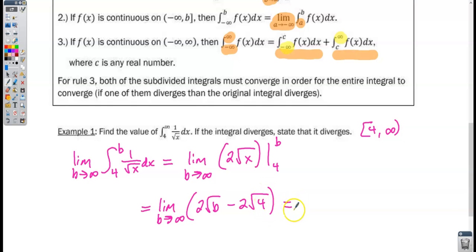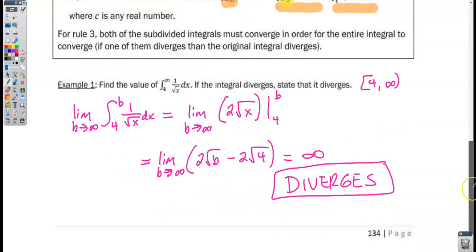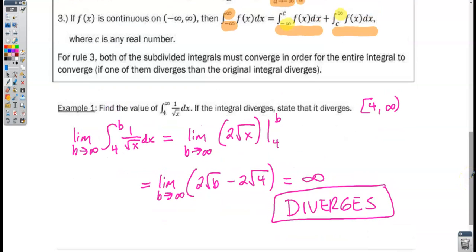And I think about what happens with this limit. What happens as b approaches infinity to 2 times the square root of b? Well, that approaches an infinite value. And so this limit approaches infinity, and this portion of it is 4. And so this total limit here is going to approach infinity, which means that this integral diverges. Okay? So there you go, your first improper integral.